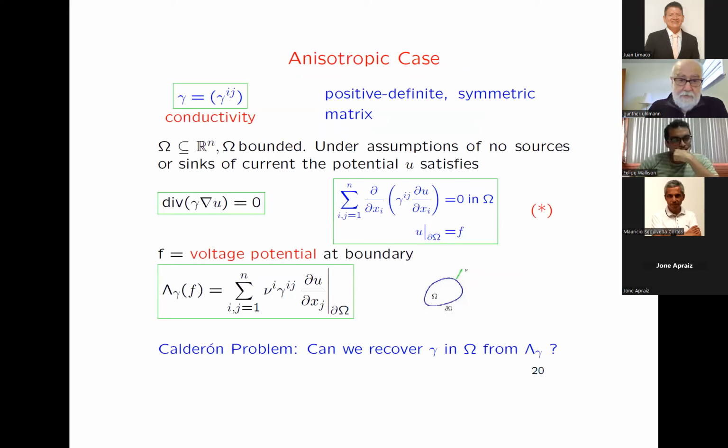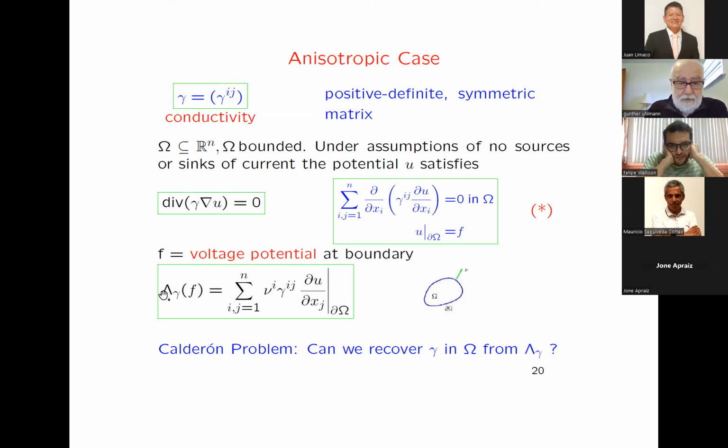So let me mention the anisotropic case. As I said before, muscle tissue is very anisotropic. The conductivity is different in different directions. And this is modeled by a positive definite symmetric matrix. And the equation is the same, divergence gamma gradient U, but is written in this form.